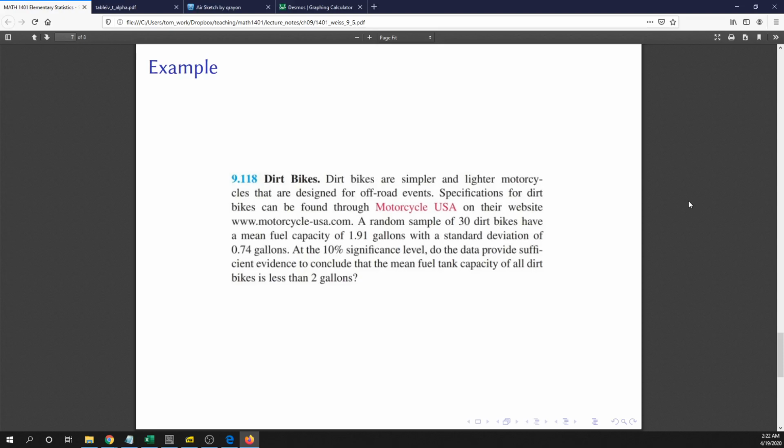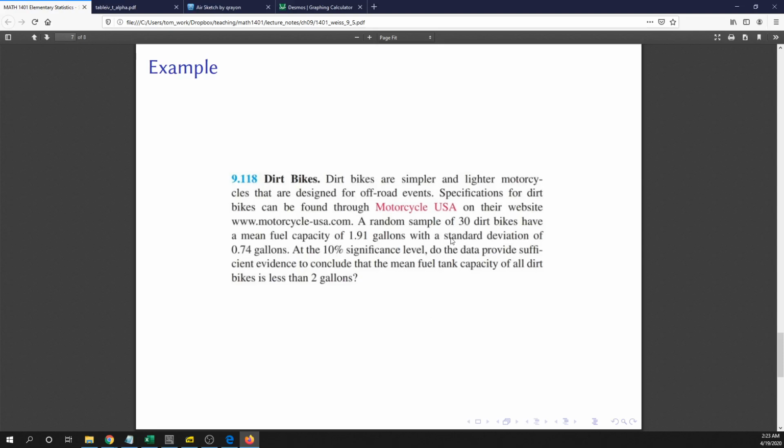of 0.74 gallons. At the 10% significance level, do the data provide sufficient evidence to conclude that the mean fuel tank capacity of all dirt bikes is less than 2 gallons? Okay, so we're performing a hypothesis test. One thing that we need to decide is what type of test it is, a z-test or a t-test? In this case, the deciding factor is, do we know the population standard deviation? The answer is no, that's not given.